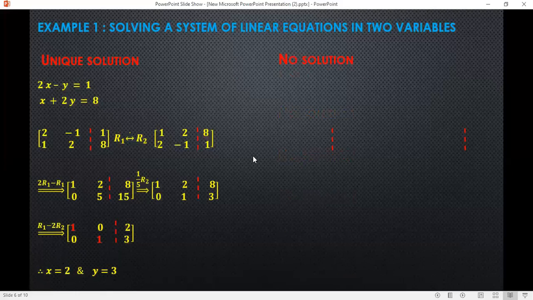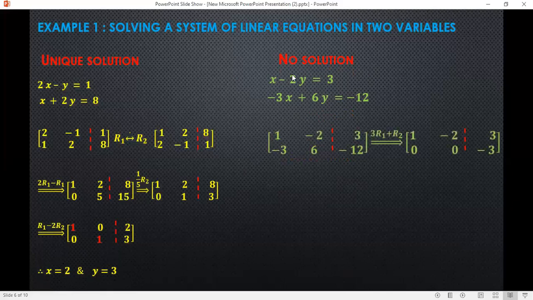Let's move on to another example, the case of no solutions. Okay, here we have this system, x minus 2y is equal to 3, -3x plus 6y equals -12. So I'm going to write down the augmented matrix.